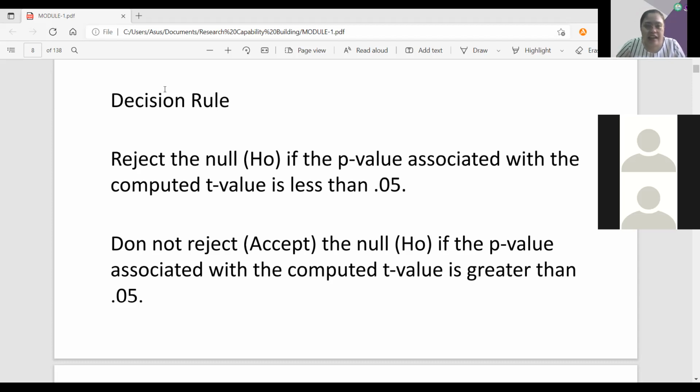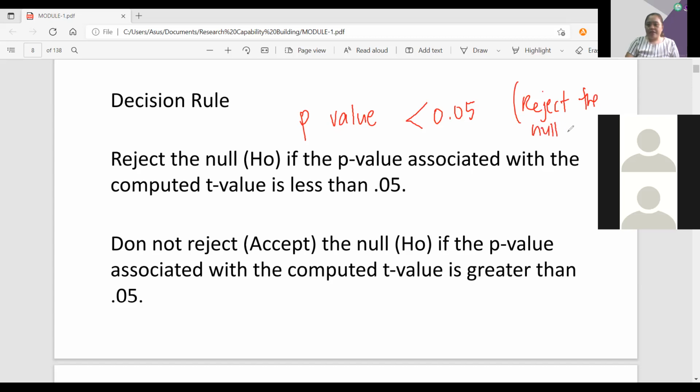Okay, again, our decision rule here is you are going to reject the null hypothesis if the p-value associated with the computed p-value is less than 0.05. So again, ito yung pinaka-importante dyan. If the p-value given to you by the JASP software is less than 0.05, what are you going to do? You have to reject the null hypothesis. Okay? I do not forget that.